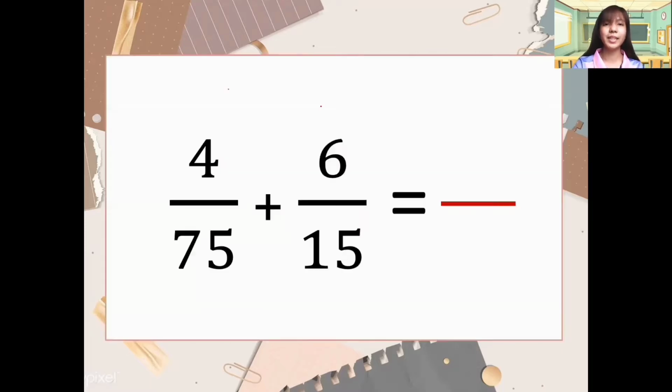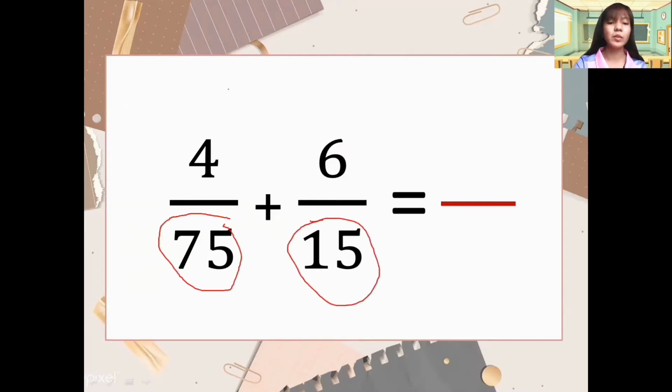Okay, now let's proceed. We have here the first example. We have 4 over 75 plus 6 over 15. Now you see that they are not the same, right? The 75 here and then the 15. So now, teacher, how can we add the fractions?